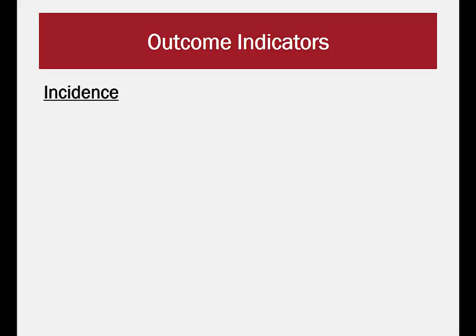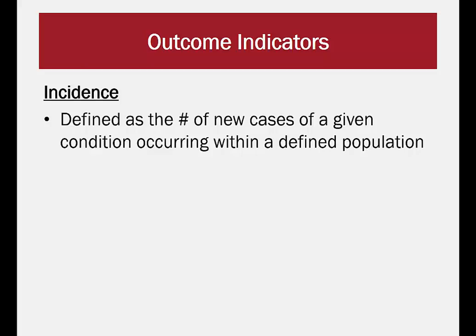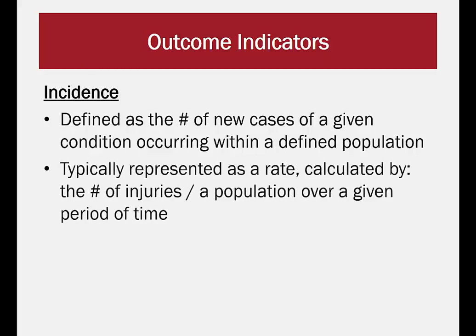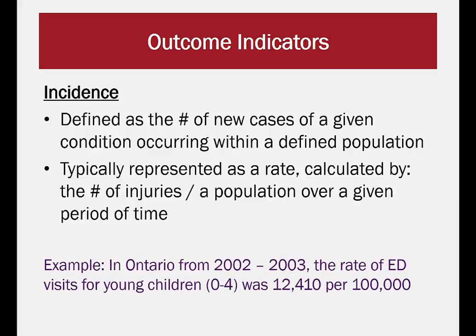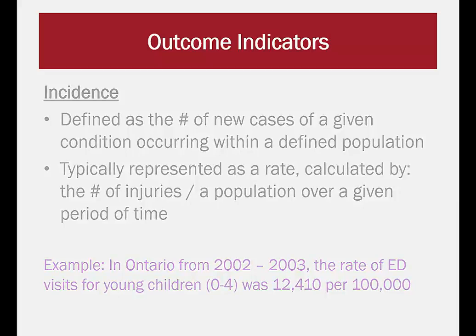Let's start by looking at the most common method of reporting injury data, incidence rates. Incidence is defined as the number of new cases of a given condition occurring within a defined population. For example, in Ontario, from 2002 to 2003, the rate of ED visits for young children aged 0 to 4 was 12,410 per 100,000. Incidence rates are commonly used as a measure of morbidity, for example, healthcare utilization, and mortality, calculating the number of deaths.